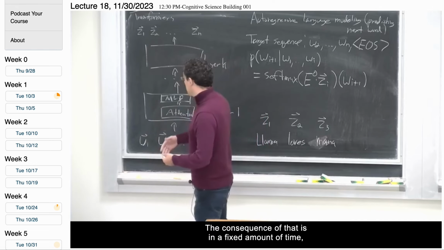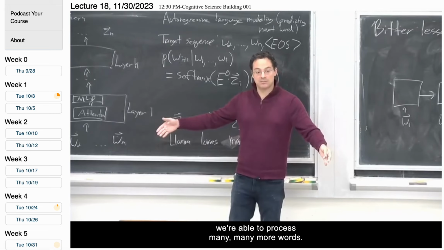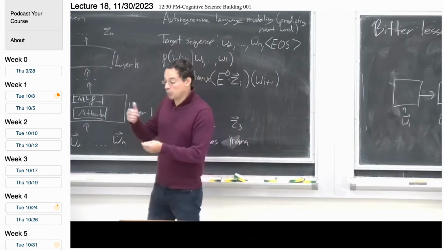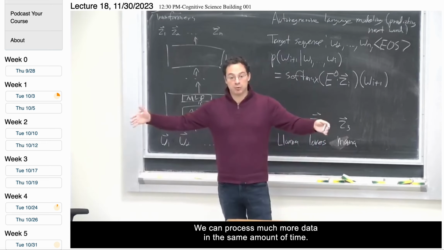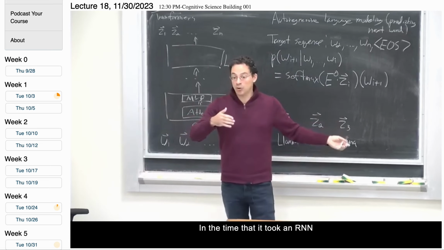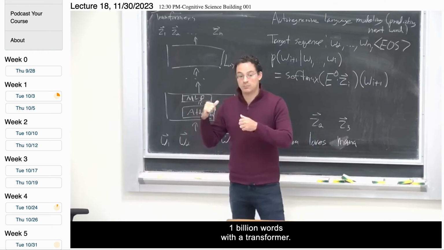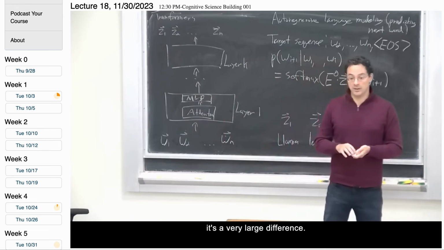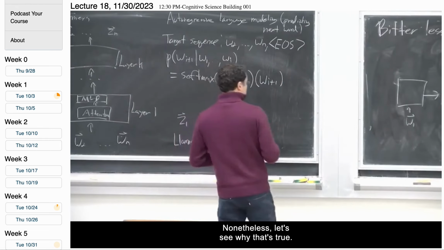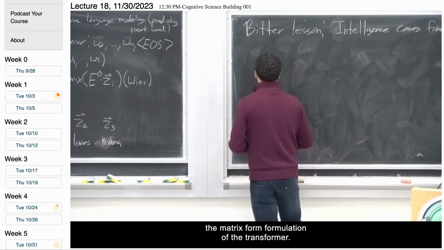The consequence of that is that in a fixed amount of time, we're able to process many, many more words with a transformer. What that means is we can do more computations in the same amount of time, and we can process much, much more data in the same amount of time. So in the time that it took an RNN to process 1 million words, we may be able to process 1 billion words with a transformer. Maybe it's off by a factor of 100, but it's a very large difference nonetheless. So let's see why that's true, and let's look at the matrix formulation of the transformer.